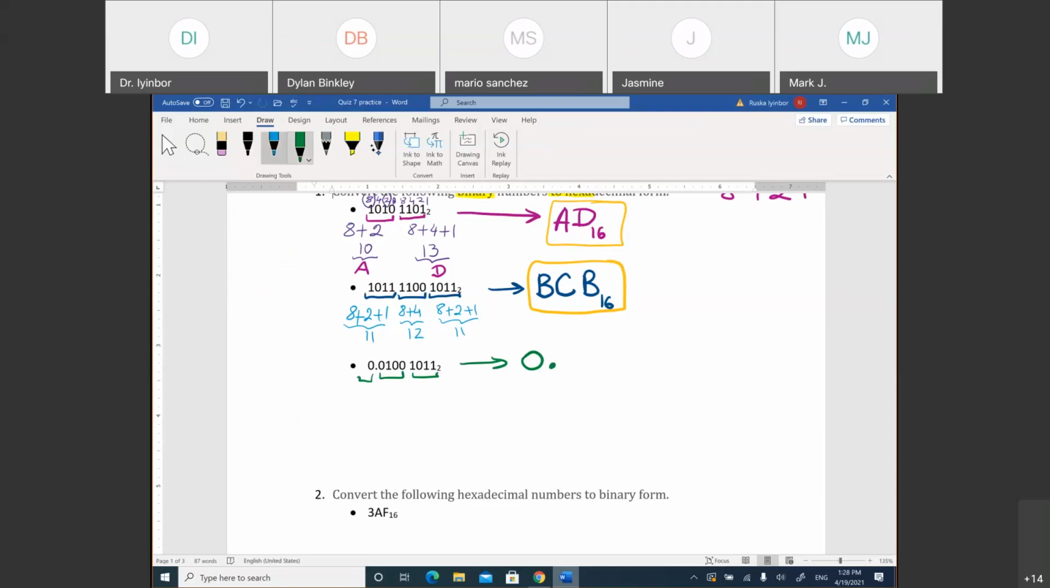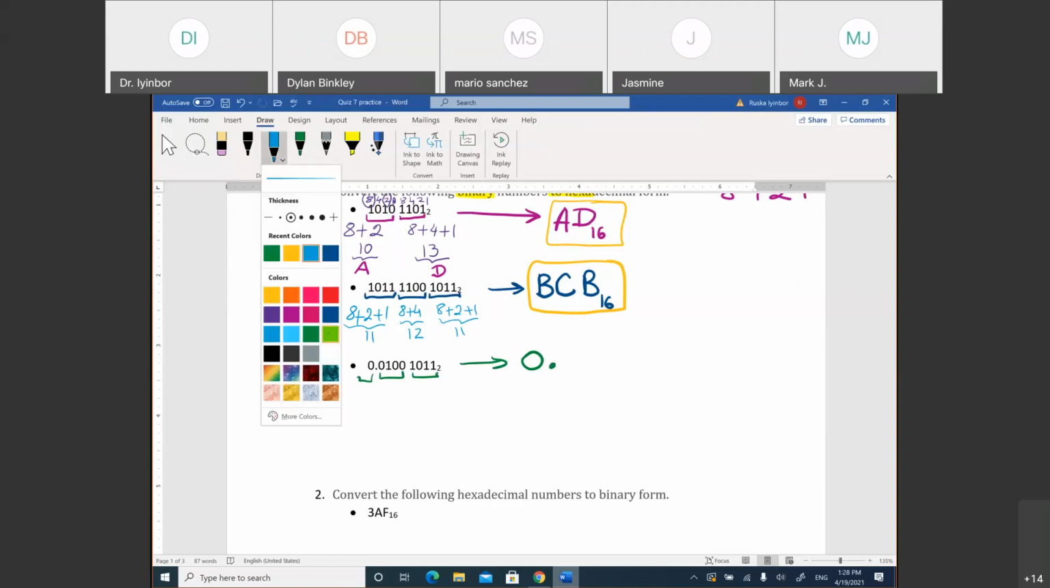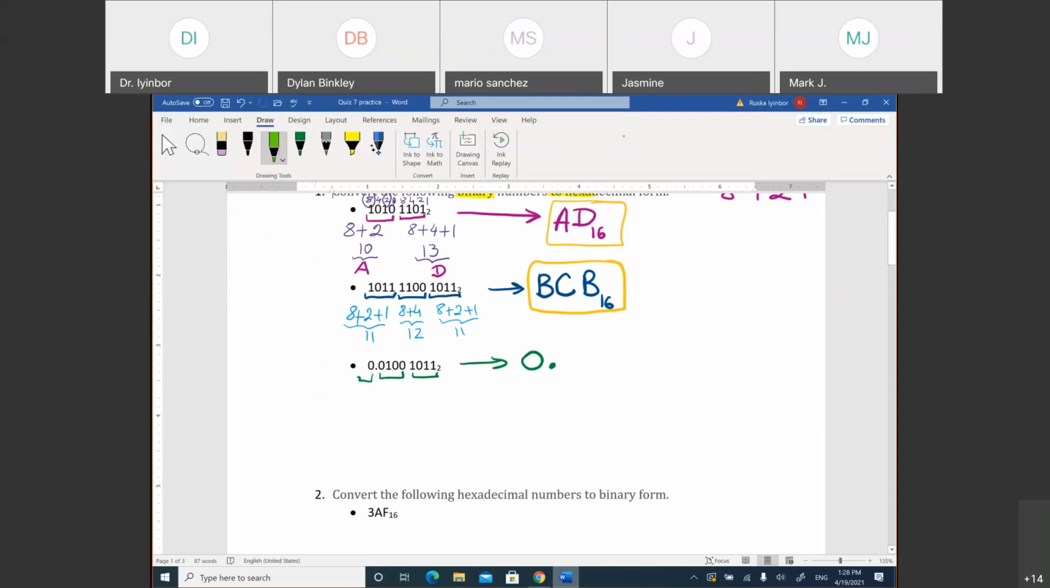So for 0, 1, 0, 0, technically this is actually the number 4 only, right? And then the next one, you're going to add 8 plus 4, or 8 plus 2 plus 1, right? So this is going to be 11, and the letter for 11 is B. So we're doing the same. So it's going to be 0.4B. And put this little 16 in the bottom.